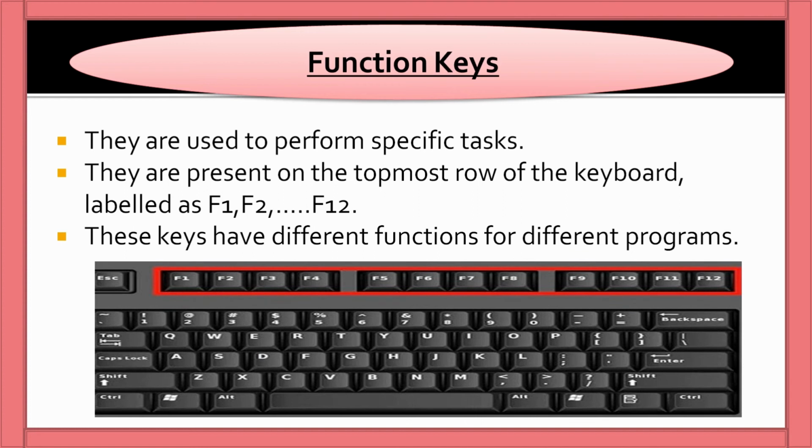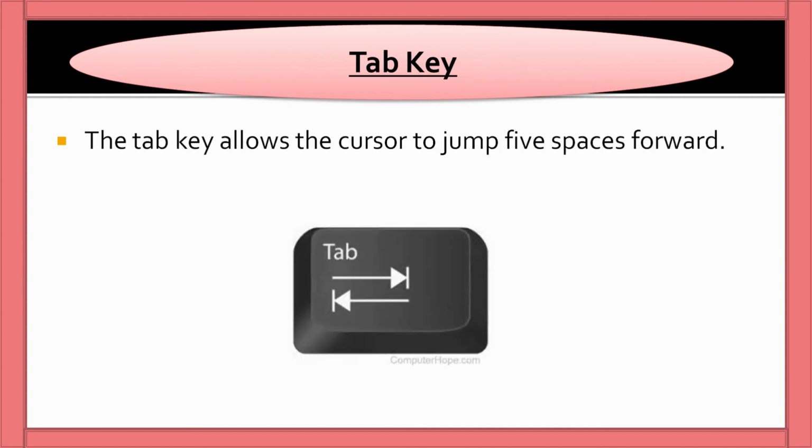Function keys. They are used to perform specific tasks. They are present on the topmost row of the keyboard, labeled F1, F2, F3, F4 till F12. There are a total of 12 function keys. These keys have different functions for different programs. I have marked all the function keys with the help of a red colored rectangle box. Total 12 function keys are present on the keyboard.